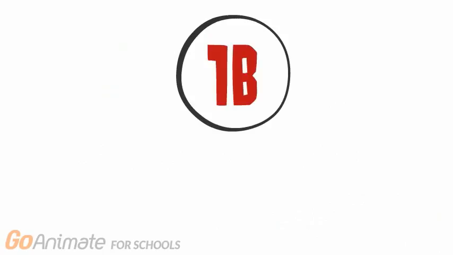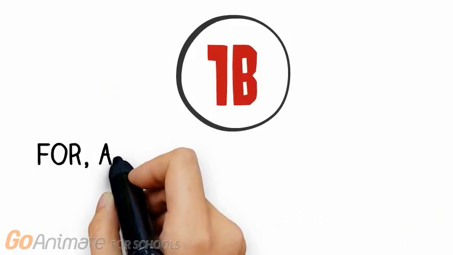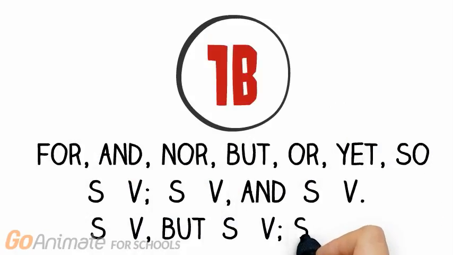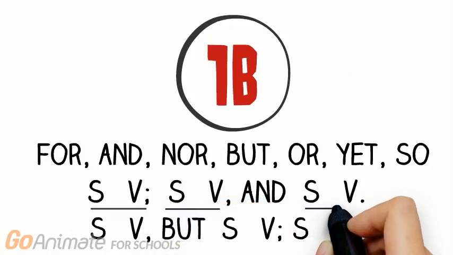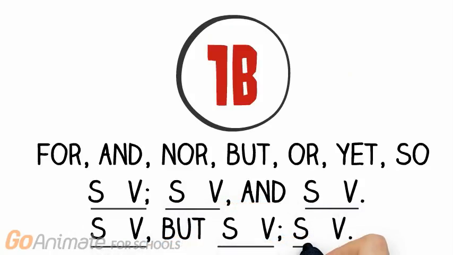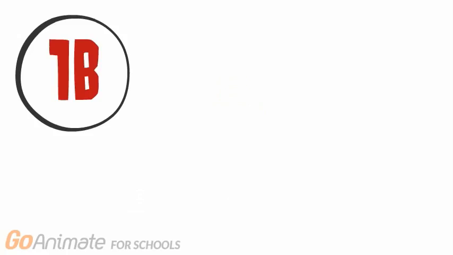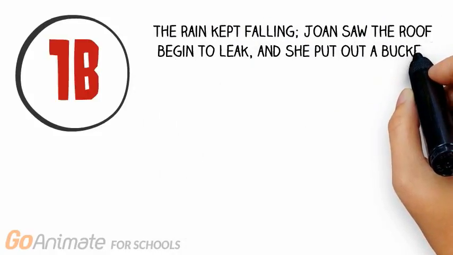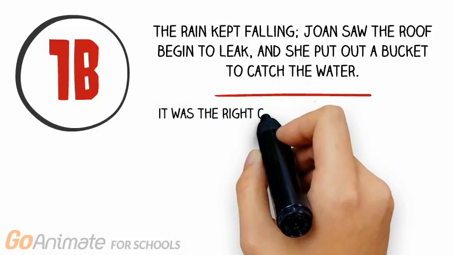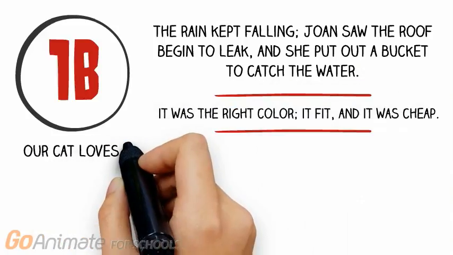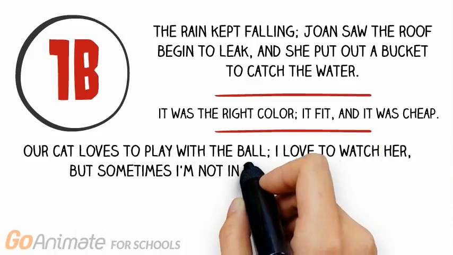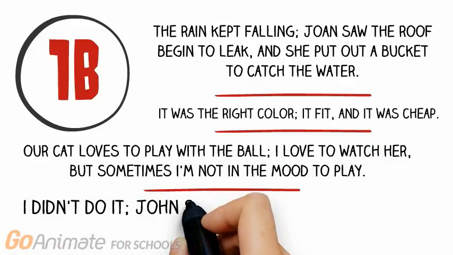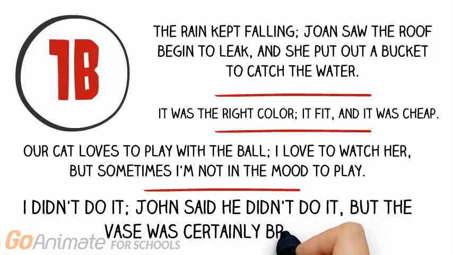For the second variation, pattern 1b, use one of the coordinating conjunctions, which are also connectors: for, and, nor, but, or, yet, or so. You can remember them easily by their first letters and call them fanboys. There are two different pattern options here, as you can see by the diagrams below. Here are some examples. The rain kept falling; Joan saw the roof begin to leak, and she put out a bucket to catch the water. It was the right color, it fit, and it was cheap. Our cat loves to play with the ball; I love to watch her, but sometimes I'm not in the mood to play. I didn't do it. John said he didn't do it, but the vase was certainly broken.